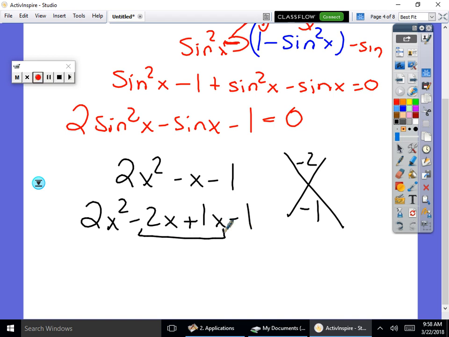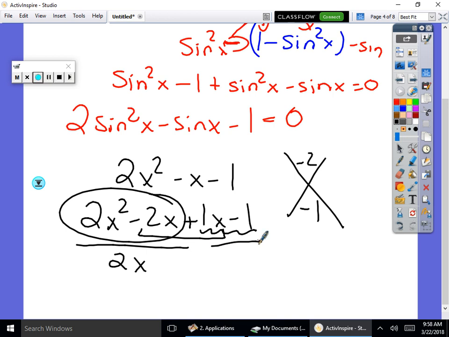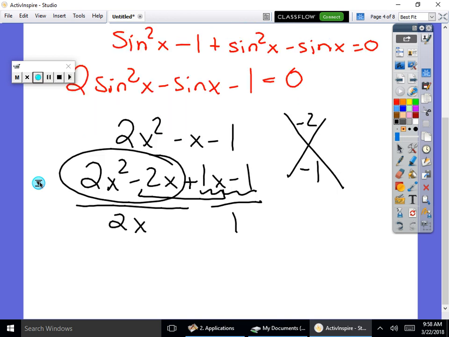Okay? Now, what did these two have in common? 2x. What did these two have in common? 1. So my first parenthesis is 2x plus 1. Now we're just going to do the division. What is 2x squared divided by 2x?